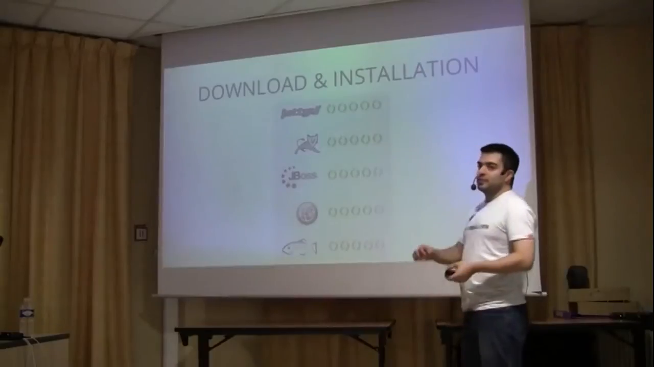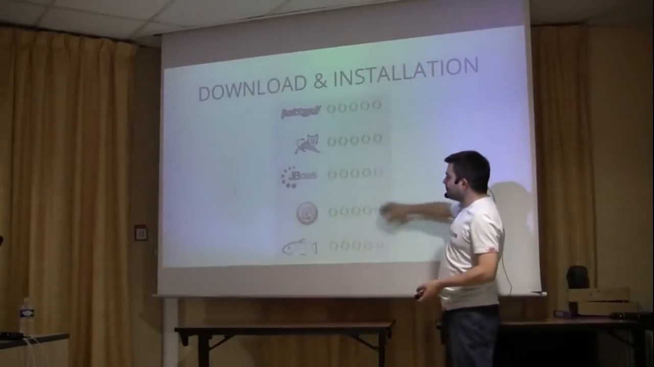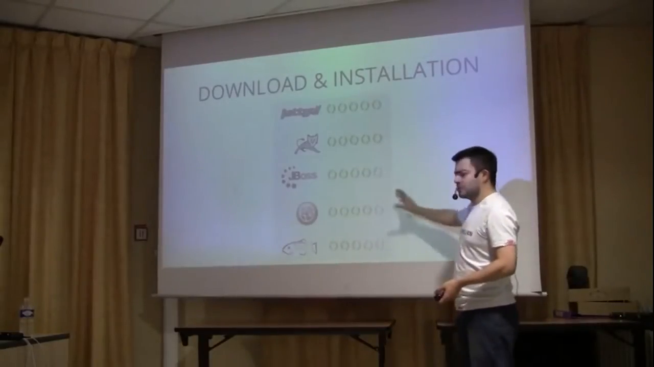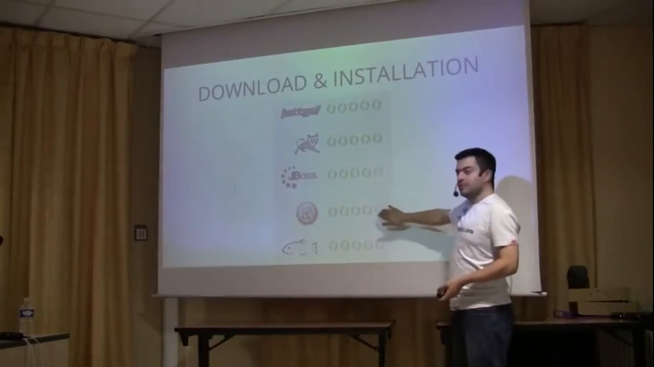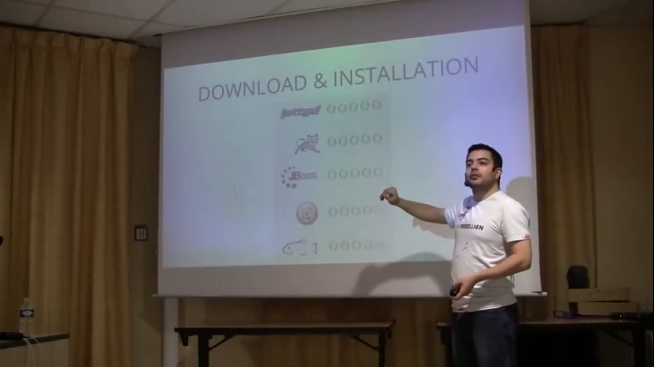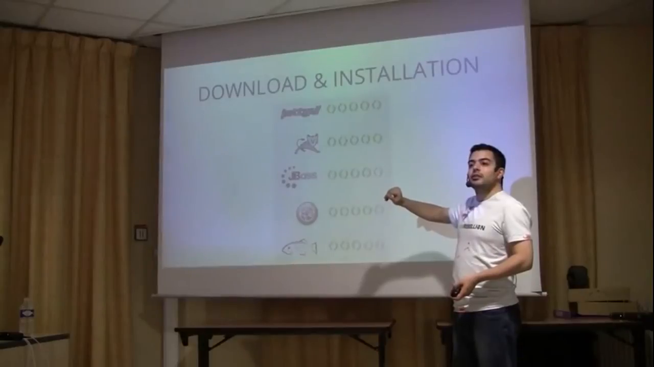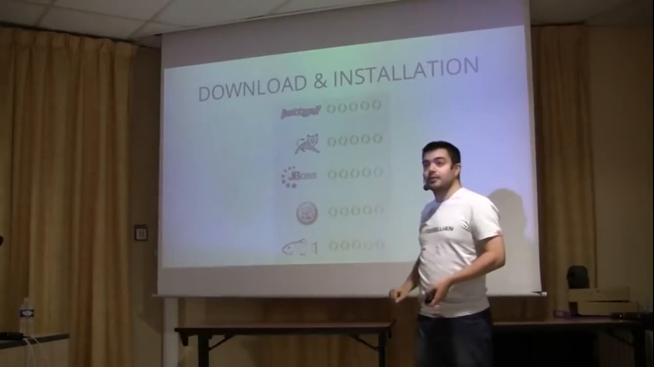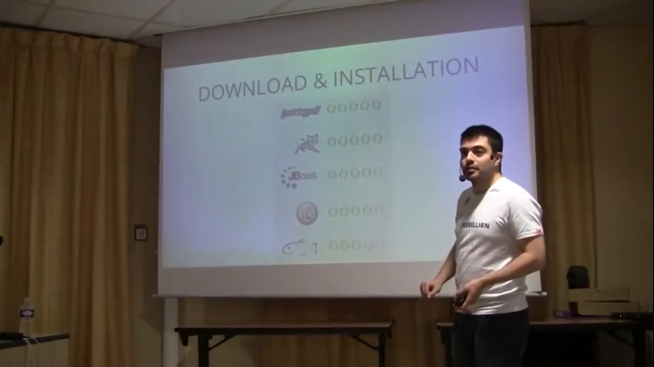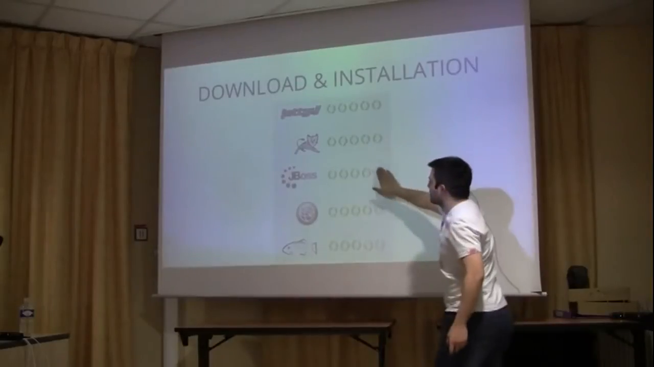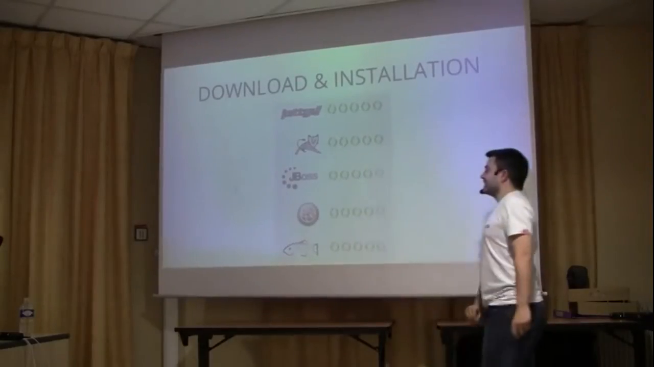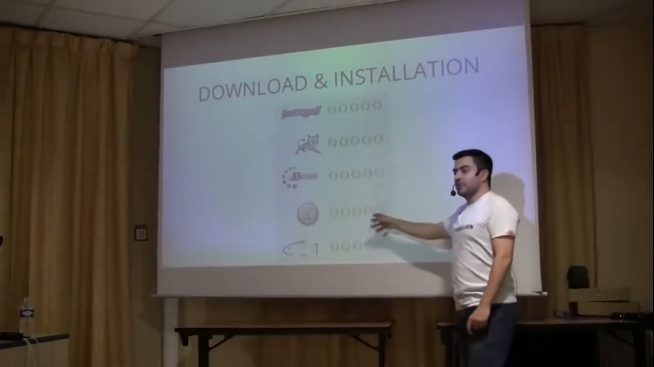JBoss, Liberty Profile, still small. JBoss dropped some points here because it's quite a lot bigger. With JBoss, you cannot download the latest version. You have to compile it. Really? If you want the latest JBoss, you take the source code on GitHub. There we go. Liberty Profile dropped a point.